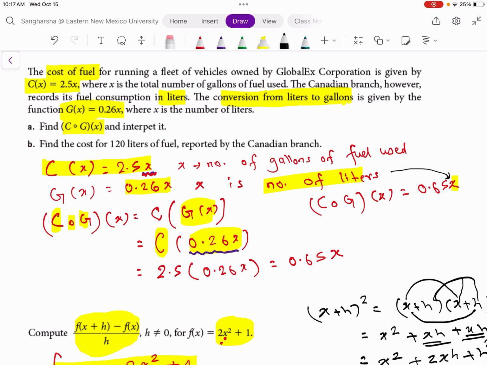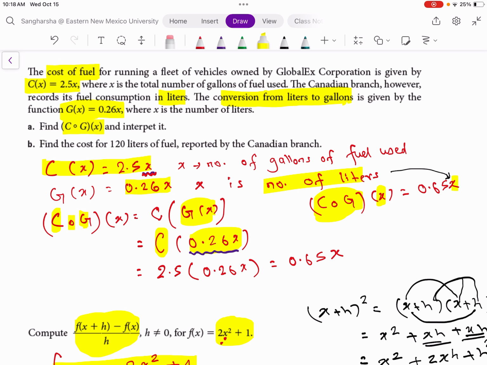Now, this C composite G of x gives us the cost of fuel for running a vehicle if we have our fuel in liters. So let's say we have 10 liters of fuel. Now, what will be the cost of running a vehicle for those 10 liters of fuel? And that is given by this composite function. You replace x by 10, so 0.65 times 10, that is 6.5.